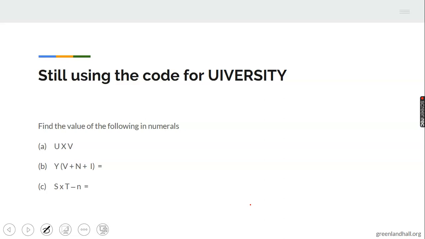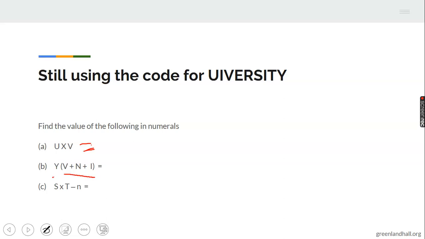What is U times V? U times V equals what? Okay, I won't work it for you. I've given you some workings. Okay, what is Y into bracket V plus N plus I? Don't forget, when you have a bracket, you multiply. So add the 3 of them together, then you multiply by Y. You get your answer. Then X times T.